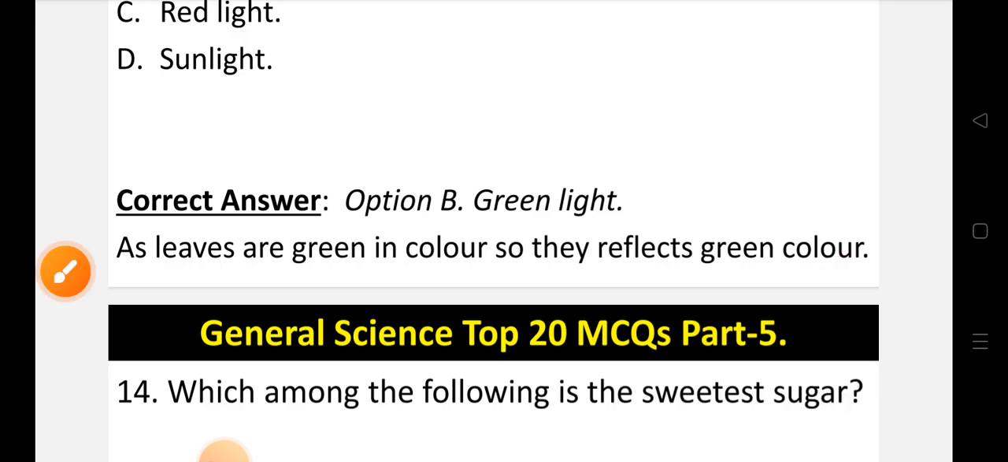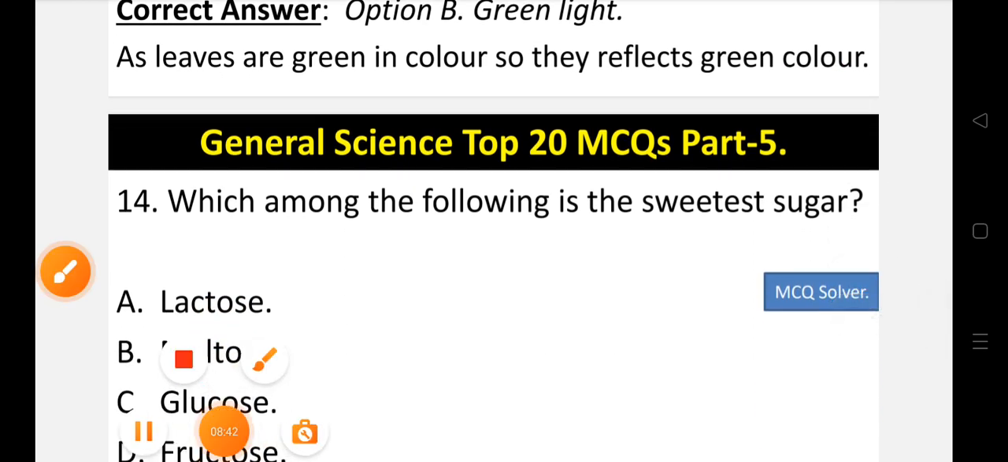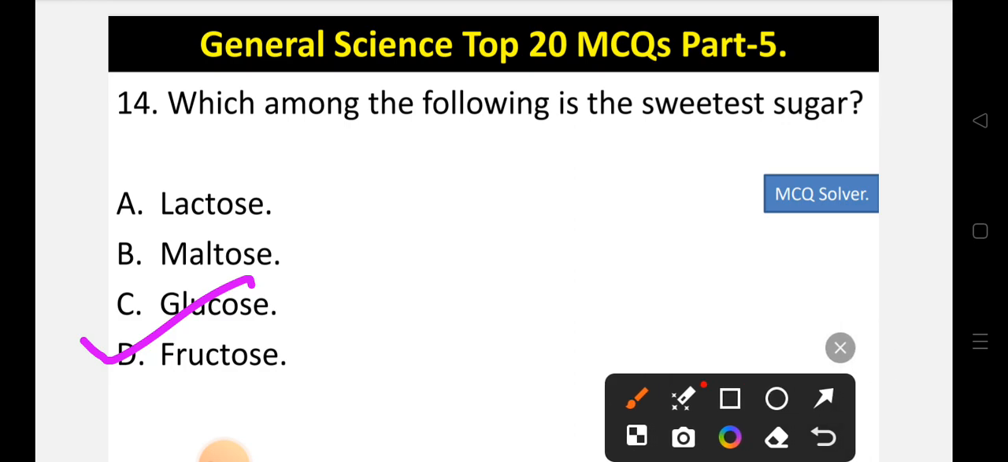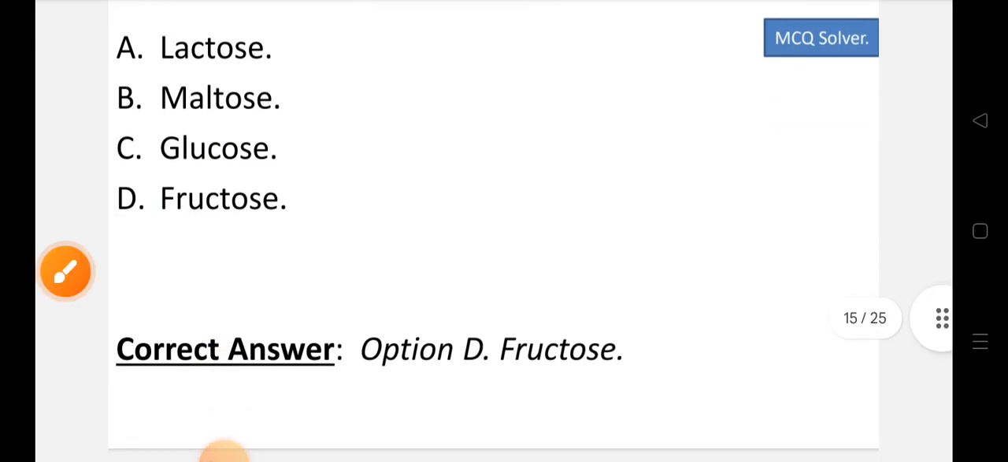Now let's move to question number 14. Which among the following is the sweetest sugar? The correct option will be option D, that is fructose. So fructose is the most sweetest sugar. So D, fructose is the correct option.